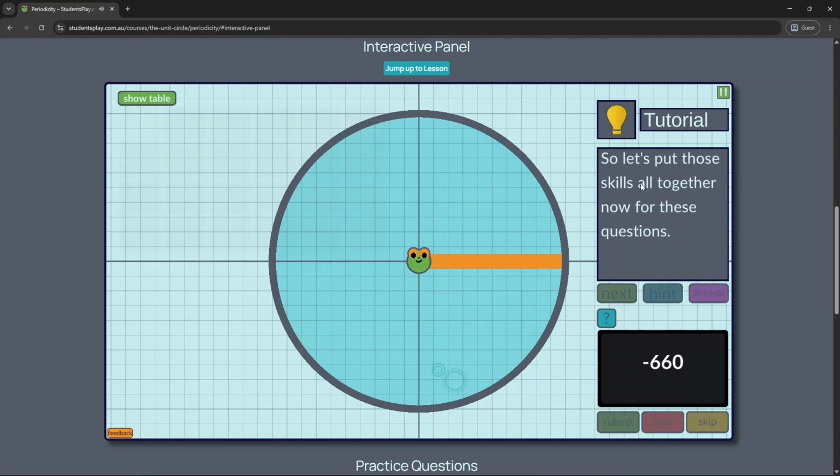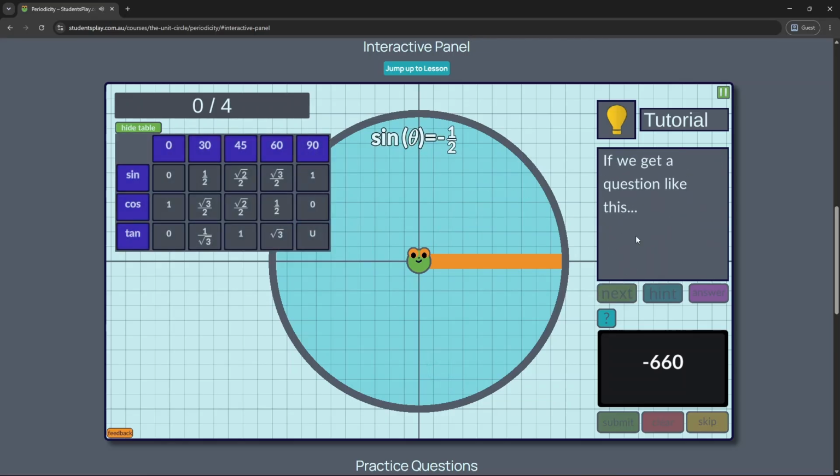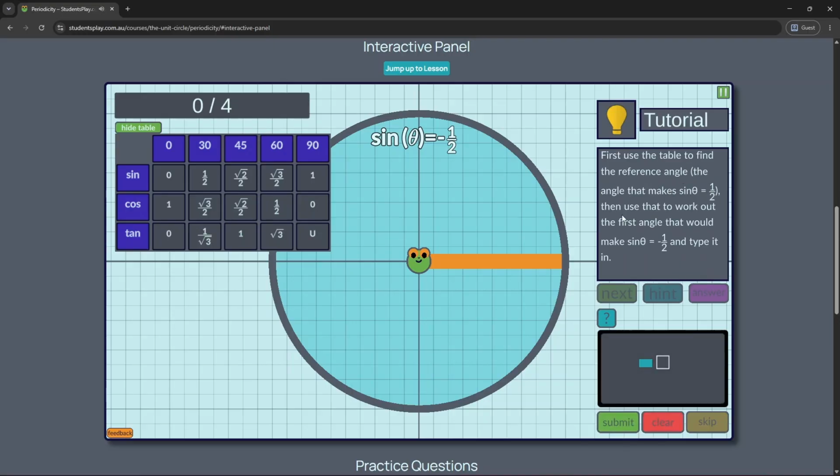So let's put those skills all together now for these questions. I read that terribly. Anyways, if we get a question like this, sine theta equals negative 1 on 2. First, use the table to find the reference angle. So the angle that makes sine theta equal 1 over 2. Then use that to work out the first angle that would make sine theta equal negative 1 over 2 and type it in.